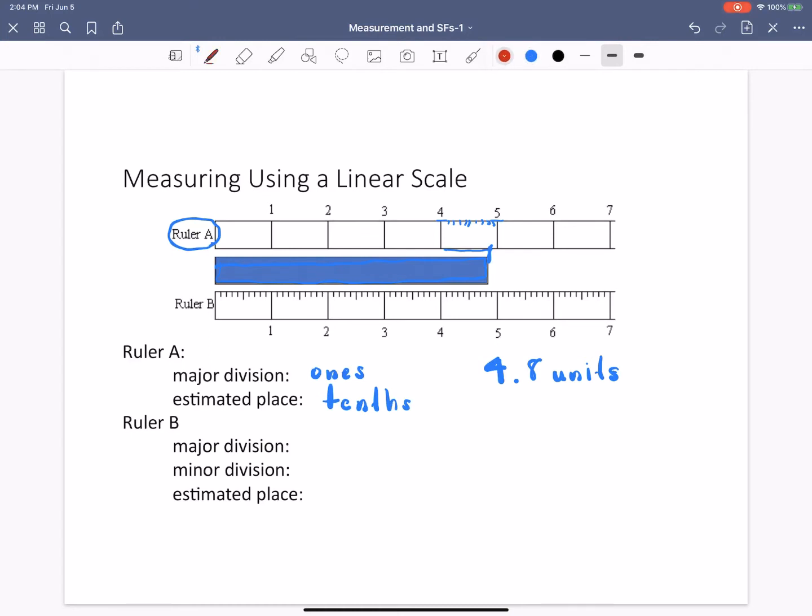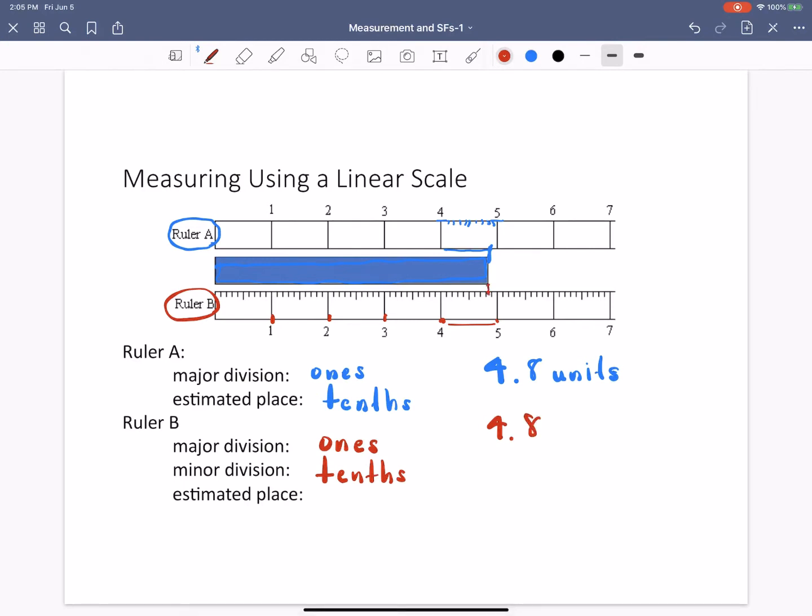Using a different ruler, but measuring the same object, we see that the major division is the ones place. I am measuring that this is between 4 and 5, so it's more than 4, but less than 5. The space between 4 and 5 has been divided into 10 units, and I can see that this is between the 8th and 9th tenth. So the minor divisions are tenths. And it's 4.8 and a little bit more.